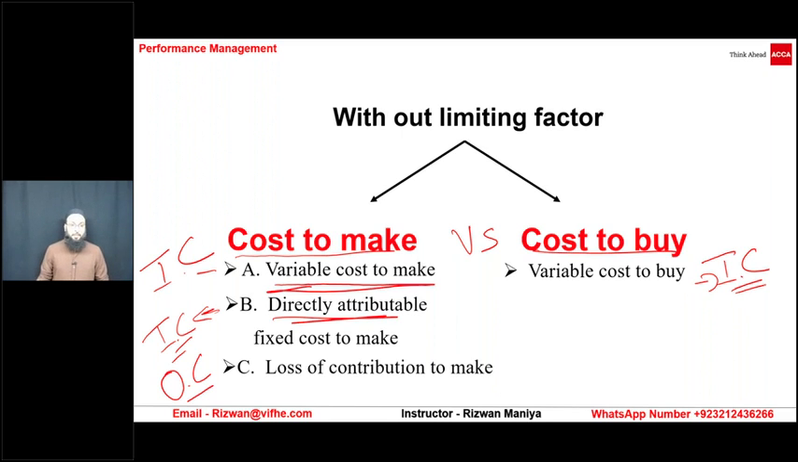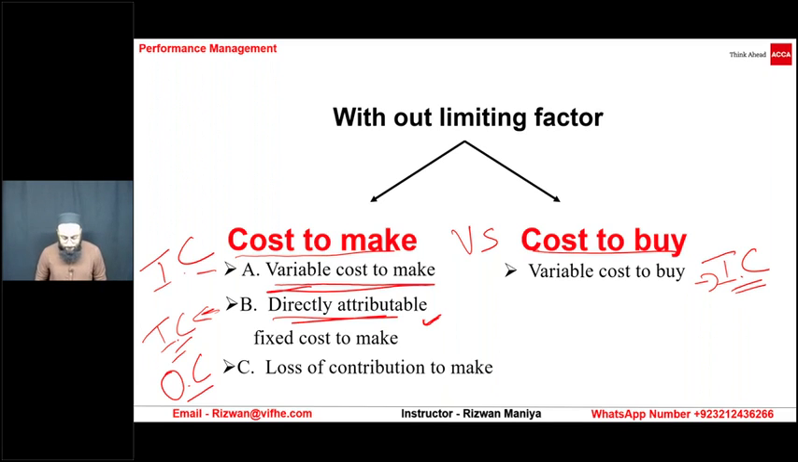First is incremental cost. Second is incremental cost, because it's a directly attributable fixed cost to make, which means if you make, you will incur this fixed cost, and that is why it's an incremental cost.